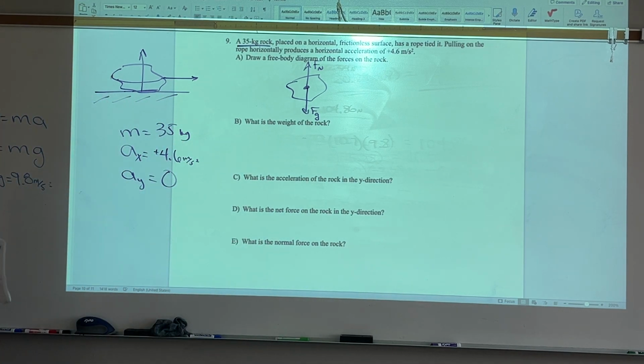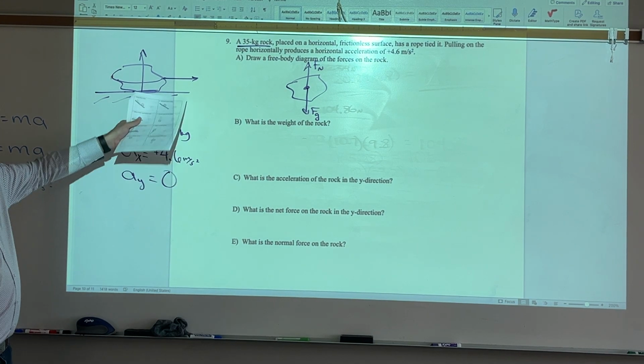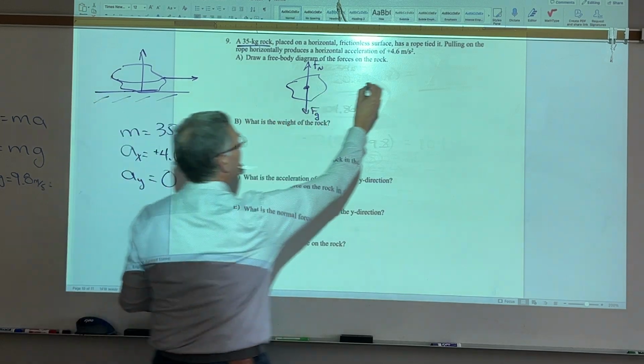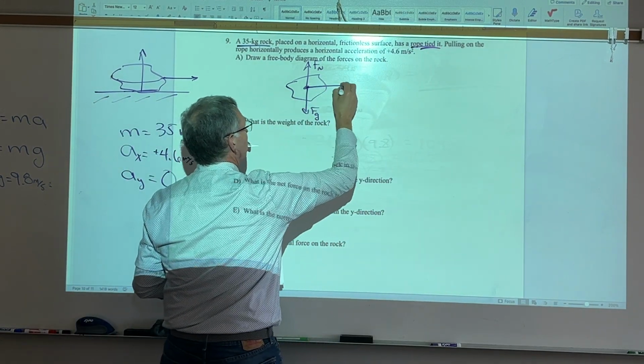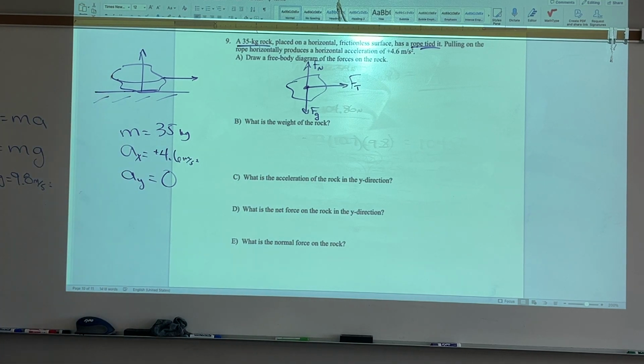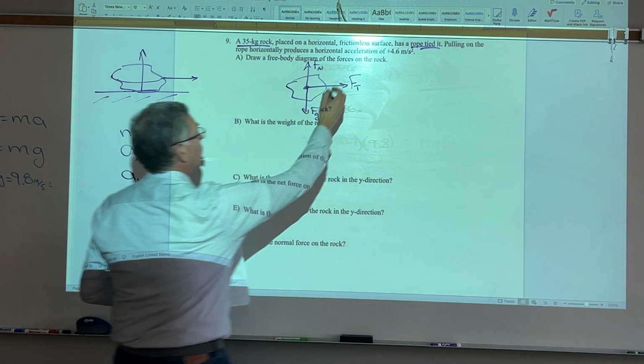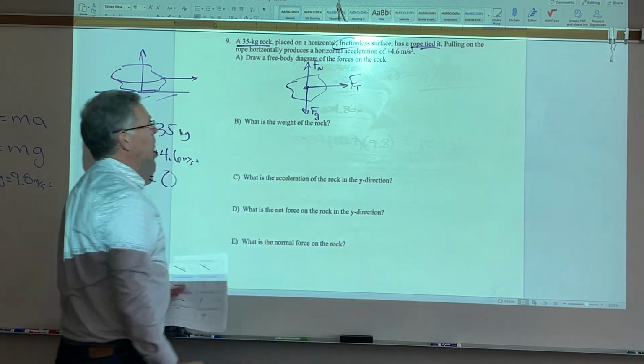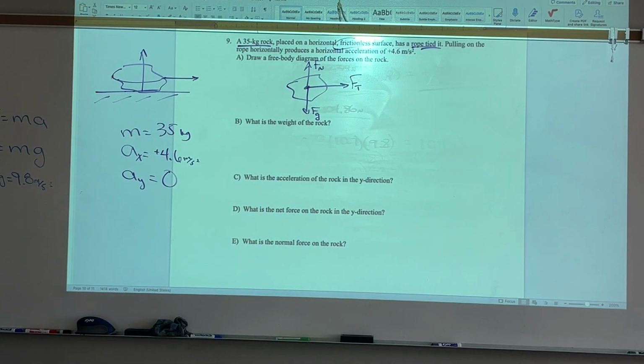Cameron, what else do we have acting on the rock? Tension. Okay, right. There's a rope tied to it. Force of tension. All right, no friction. So, no friction force, no air resistance or anything. So that's it. That's where you stop.